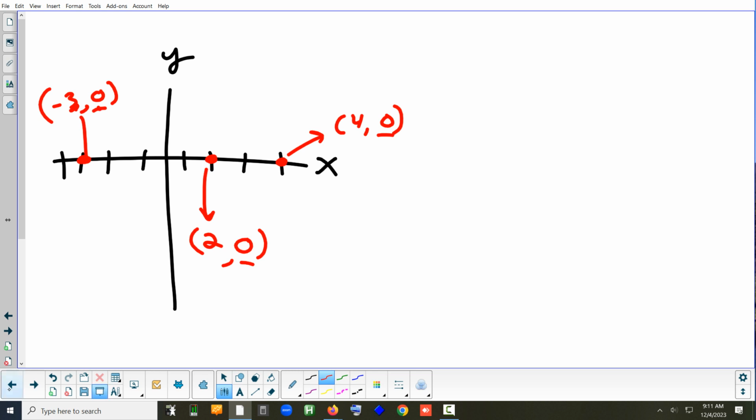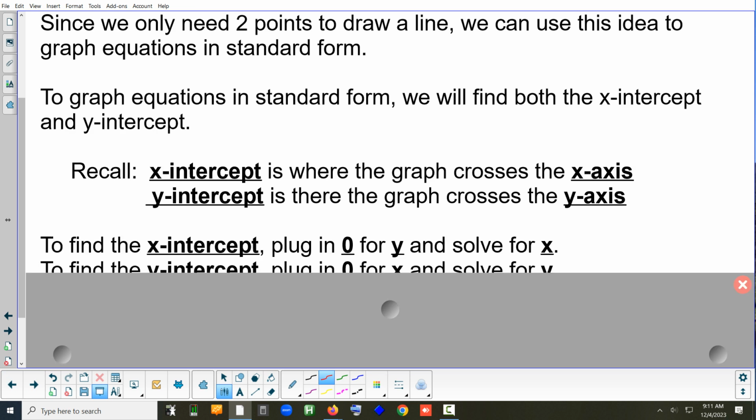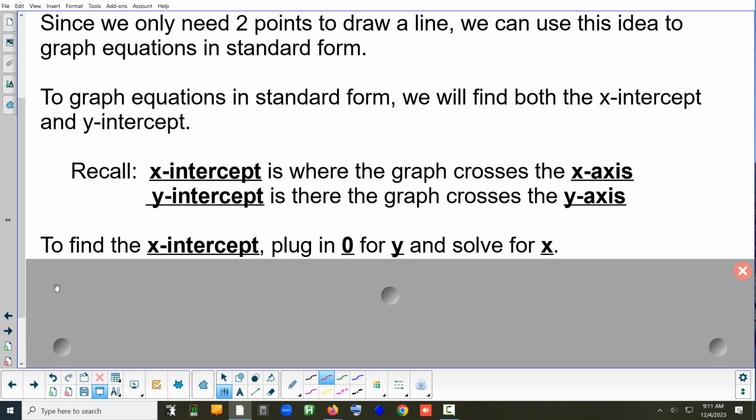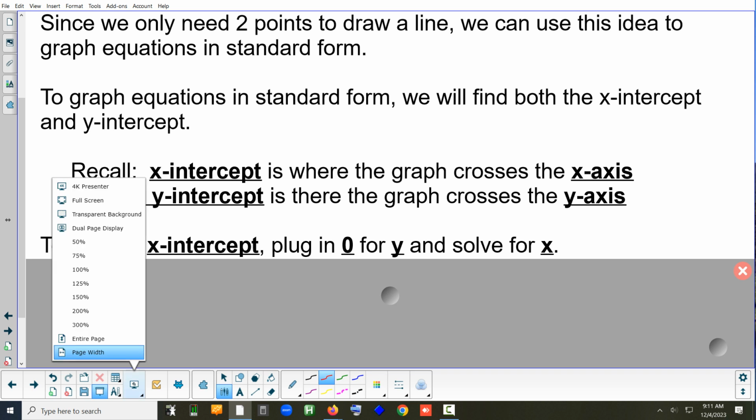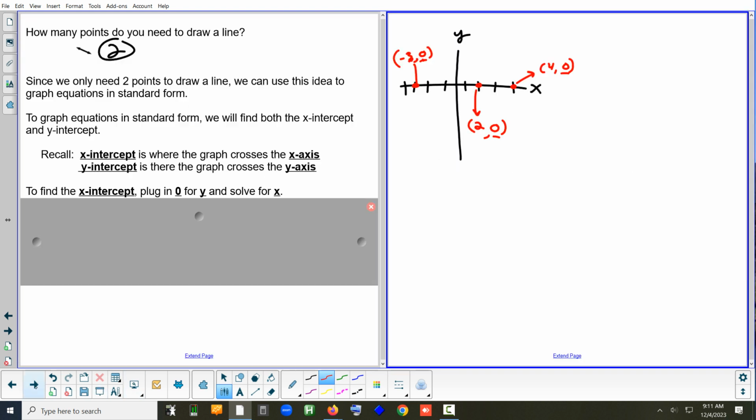So let's write that down. To find an x-intercept, you plug in 0 for the y value. So it's just like we did in the warm-up, but now you know what that's called. When you plug in 0 for y, you're finding the x-intercept, because x-intercepts always have a y value of 0. That's what I tried to just show you right there.